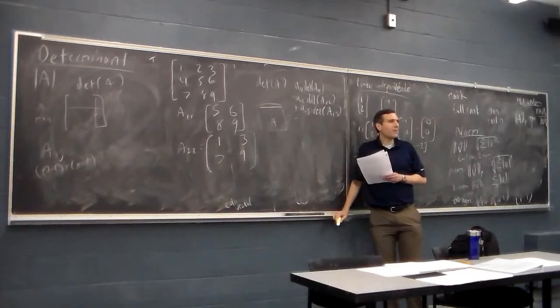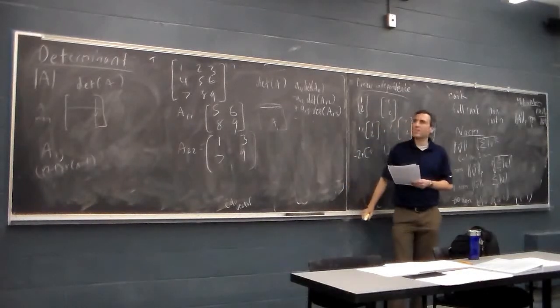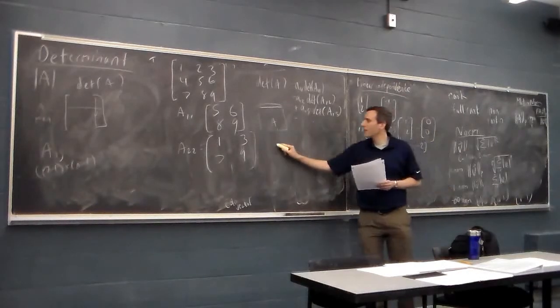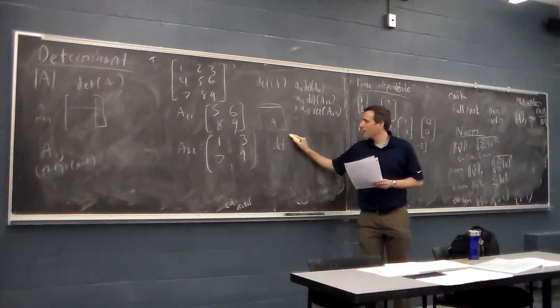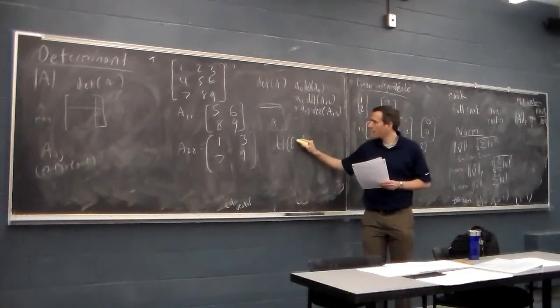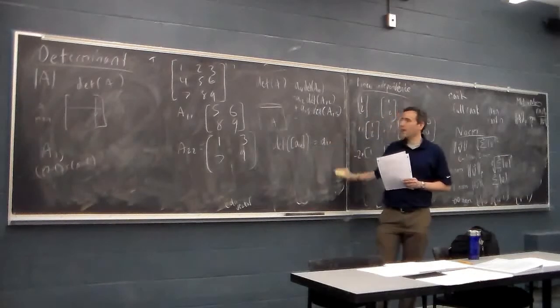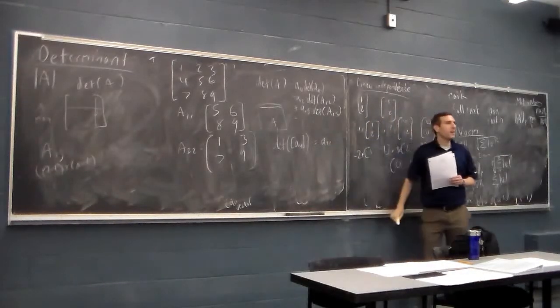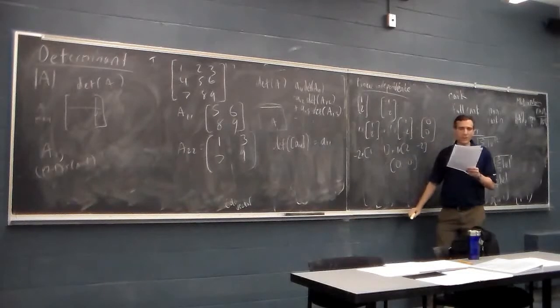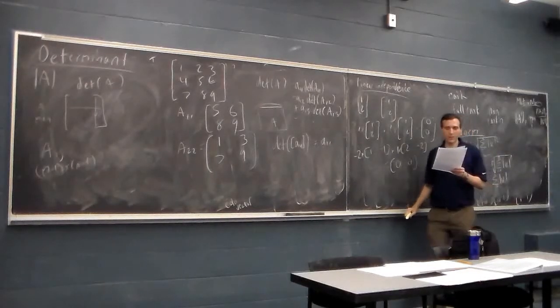Now for a recursive definition to work, we need a base case, and there is a simple base case here. The determinant of a scalar, so just a single element A11, is the value of that scalar. And that then gives us a definition we can use for computing determinants.